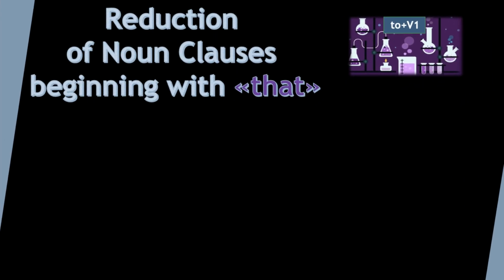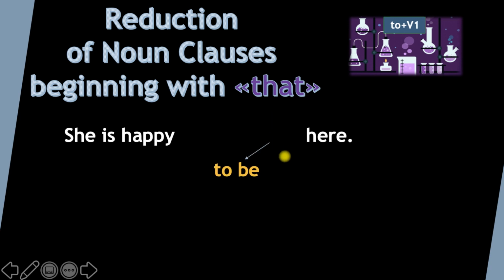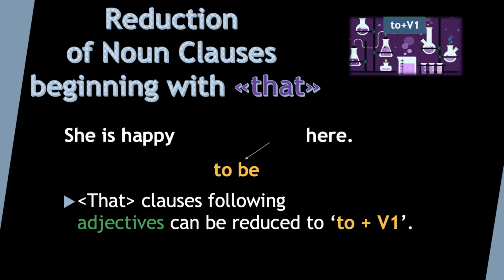How can we reduce noun clauses beginning with that? Let's see an example. She is happy that she is here. Okay. How can we reduce the noun clause? That she is here is the noun clause here, okay. The subjects are the same, so it is possible that I can reduce the noun clause here. And I change the verb into to be, okay, which means to verb 1. Let's note the rule here. That clauses following adjectives can be reduced to to plus verb 1.